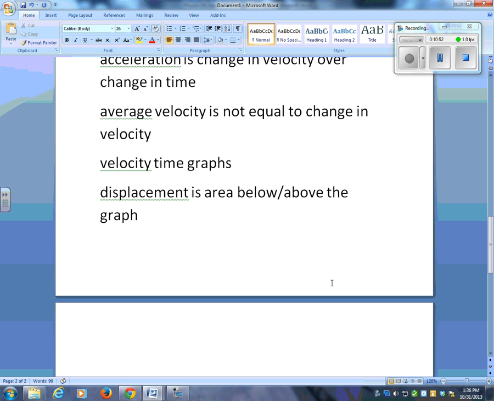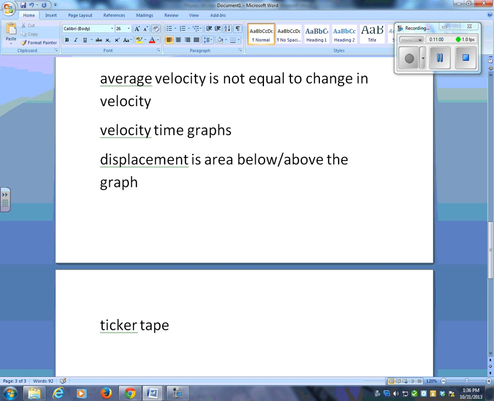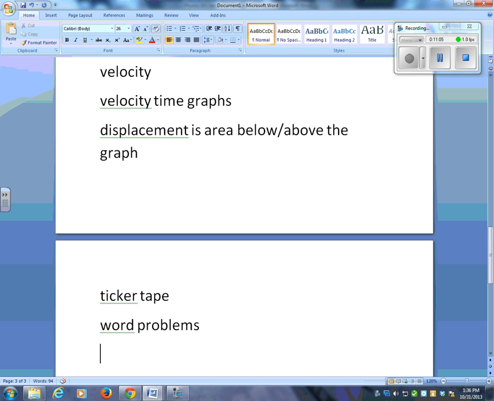Okay, and then after that, it was just word problems. I guess I should also say the ticker tape stuff, right? Yeah, put the ticker tape stuff in there. And word problems. There will be several word problems. Acceleration word problems? Oh, yes.